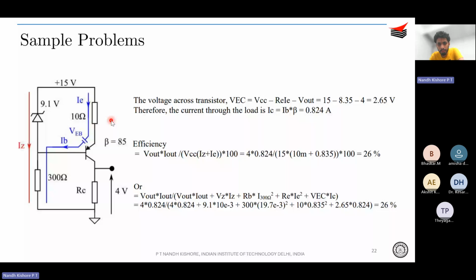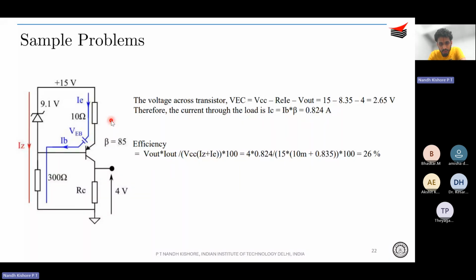I'll just pause a minute over here. You just process this question and then we will go ahead. Simply apply KVL and KCL, and you get the answer.